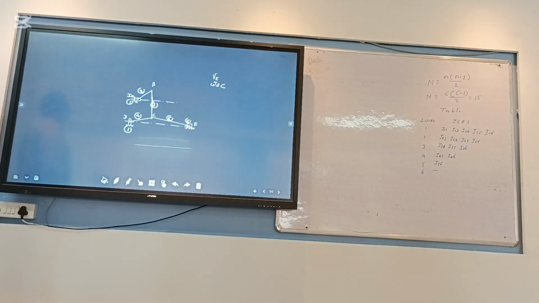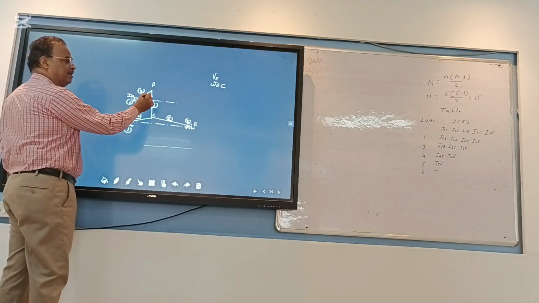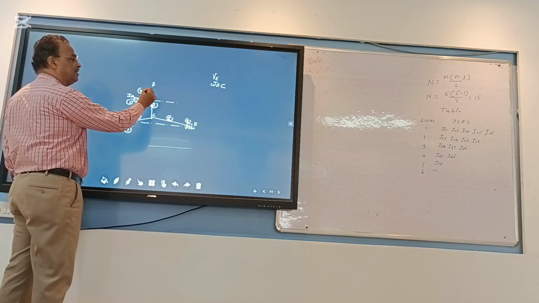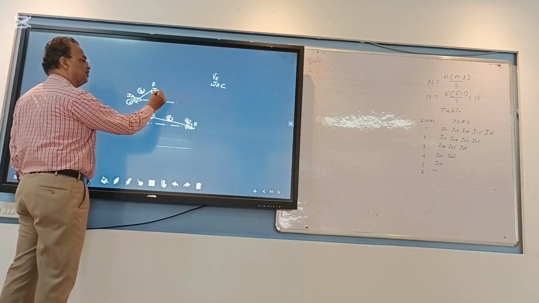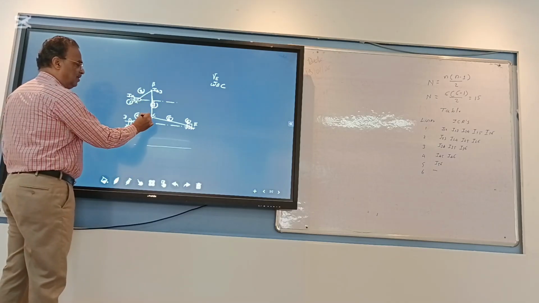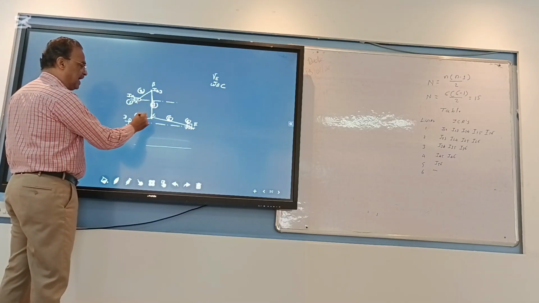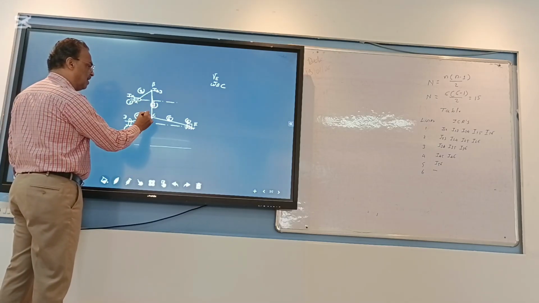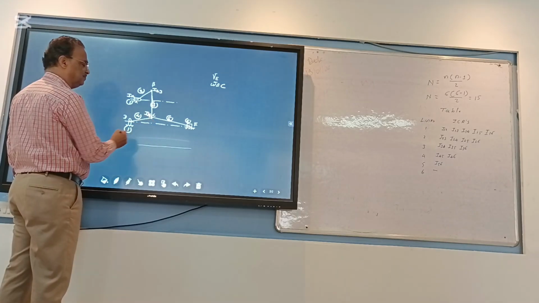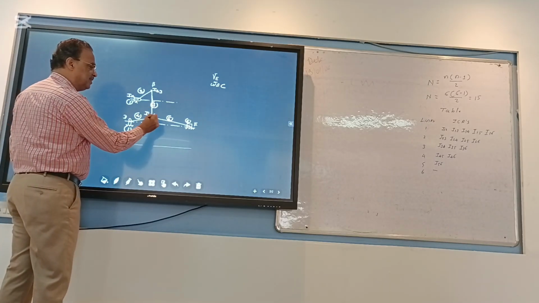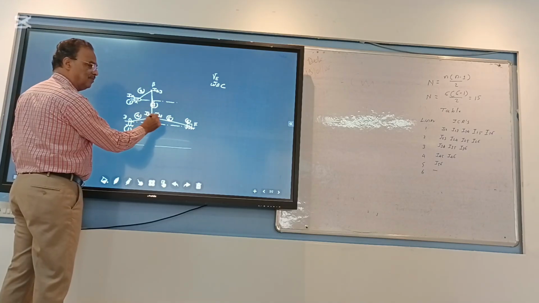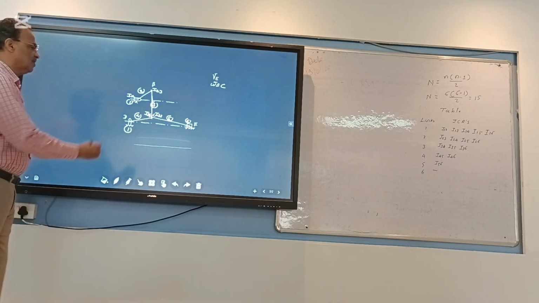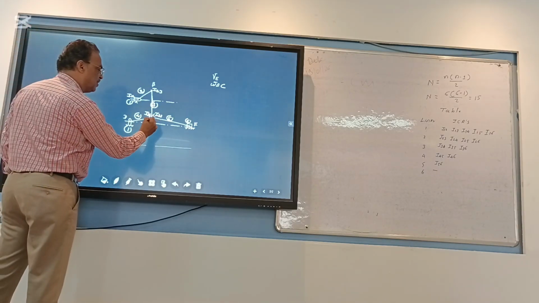Any doubt? This is fixed type. Yes or no? Link 2 is making connection with link 3. Here at this pin joint they are making the ICR I23. Link 3 and 4 give I34. Link 3 and 5 give I35. Yes or no? Link 4 and 5.